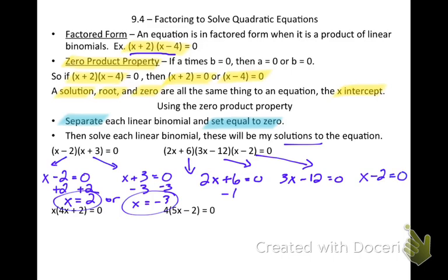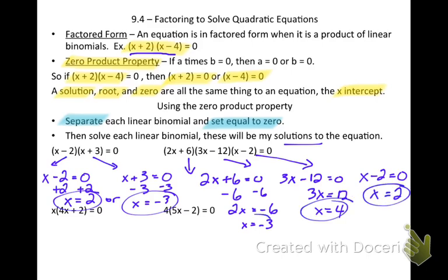Minus 6 from both sides, 2x equals negative 6, and then divide, x equals negative 3. 3x, again I'm going to add 12 to both sides, x equals 4, divide by 3, and x equals 2, add 2 to both sides. These will be my three solutions.